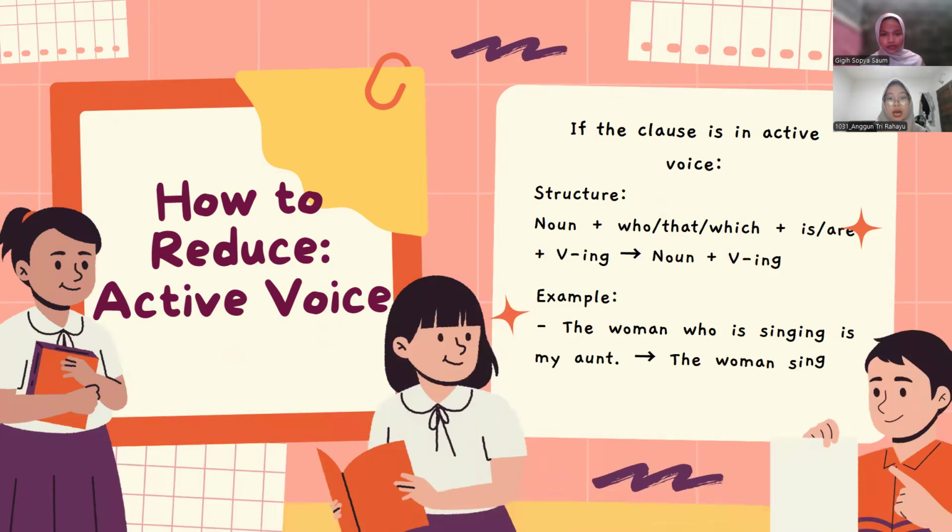The next is how to reduce an active voice. When the clause is in active voice, the structure is noun plus who or that or which plus is or are plus verb-ing. We reduce it to noun plus verb-ing. For example, the woman who is singing is my aunt becomes the woman singing is my aunt.